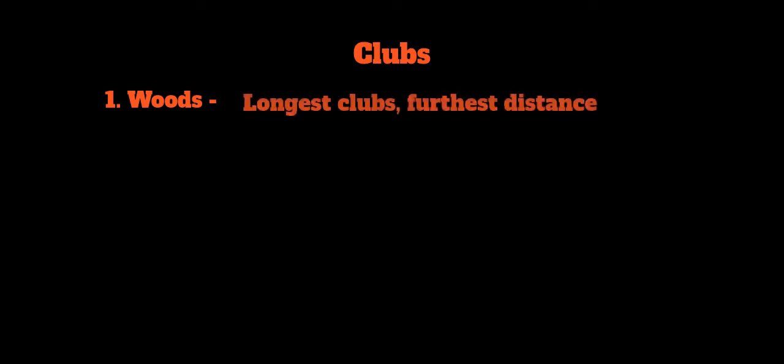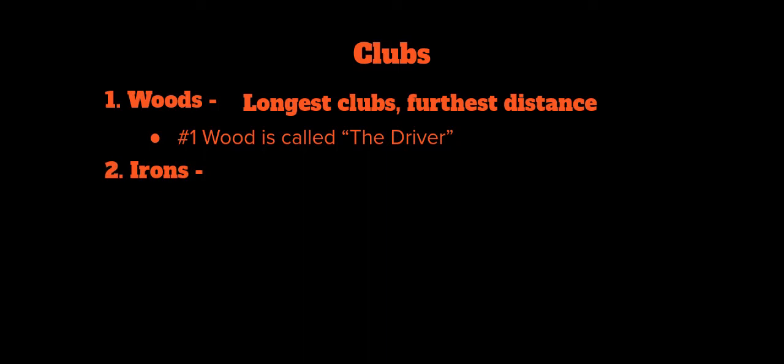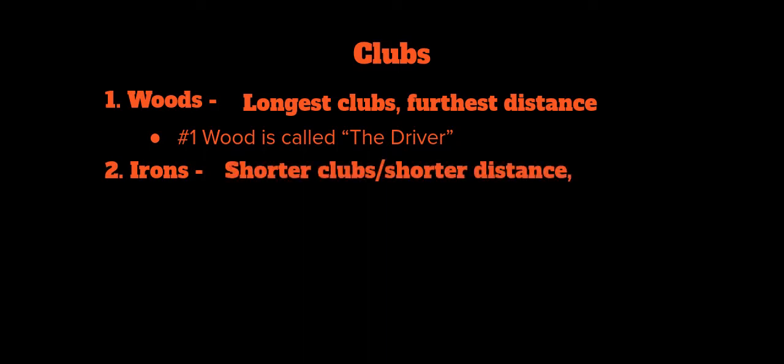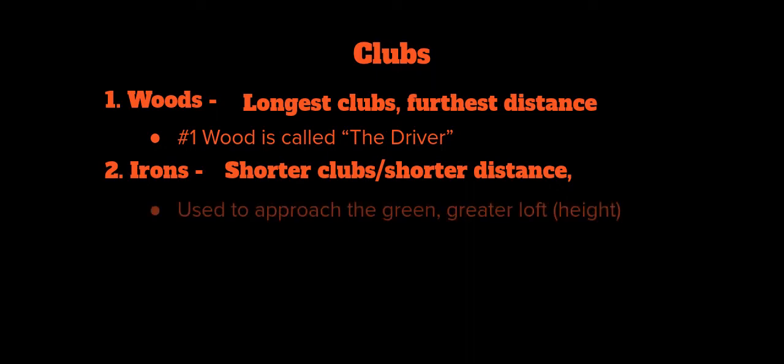All right, let's go ahead and talk about the clubs. We've talked about these in class. So the woods are the longest clubs that you have. They have the big club head on the end, and they go the furthest distance. Your number 1 wood is what we call the driver. It's what a lot of people would tee off with. An iron is the flatter clubs. They are shorter. They are intended for a shorter distance. And they are used to approach the green, and they're called approach shots.